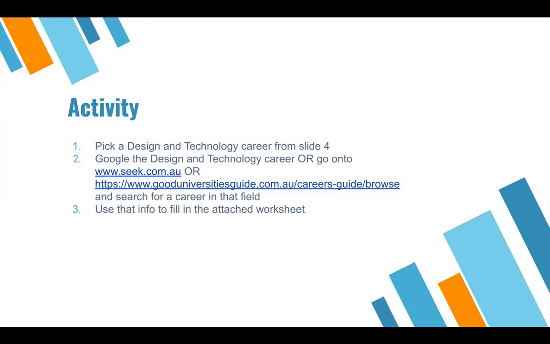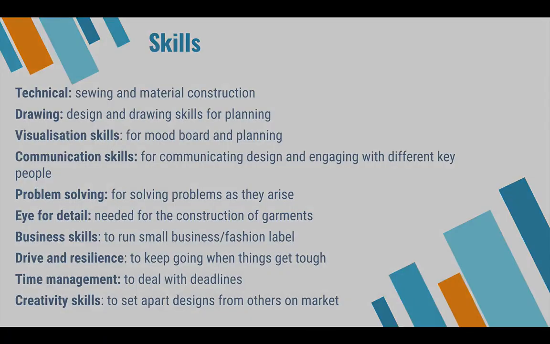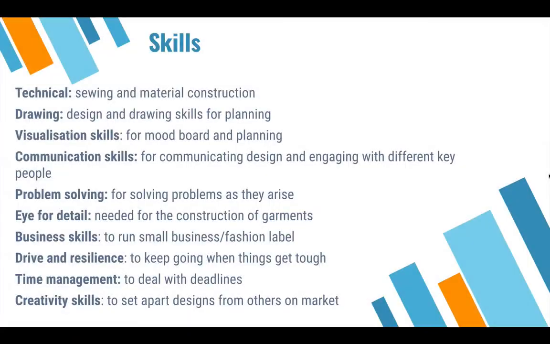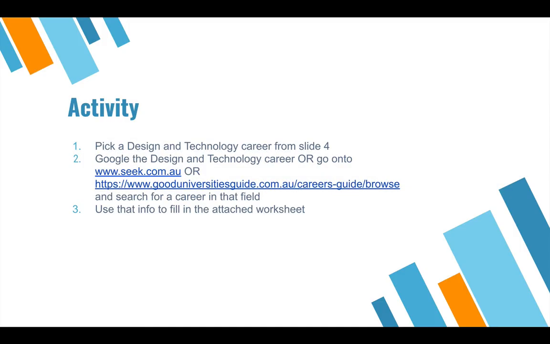What you guys need to do now is pick a design and technology career from this slide here. Pick one of them. Dana was obviously a fashion designer. You guys now need to pick another career. What you'll need to do is go to seek.com.au, or you can go to this Good Universities Guide. These are attached for you in the post, so you don't have to just use this video. And you need to search for a career in that field.